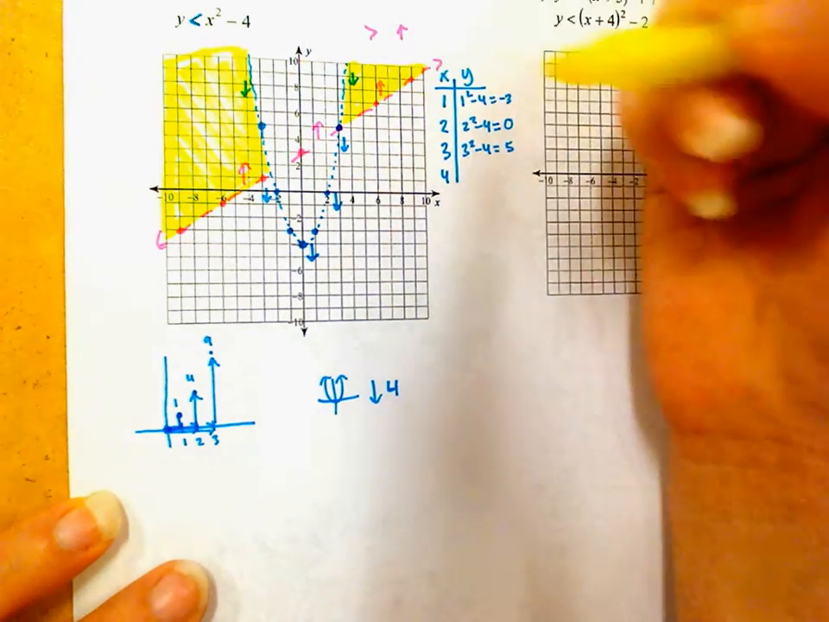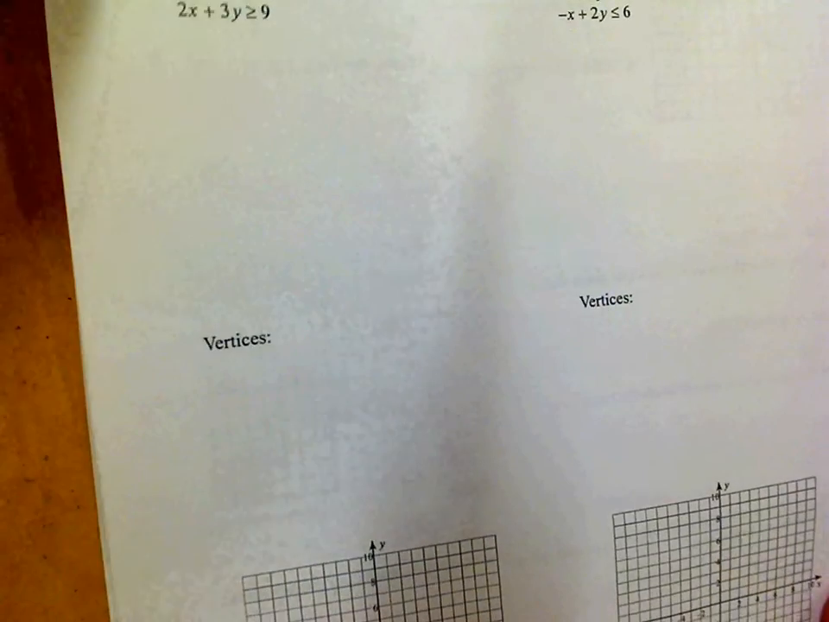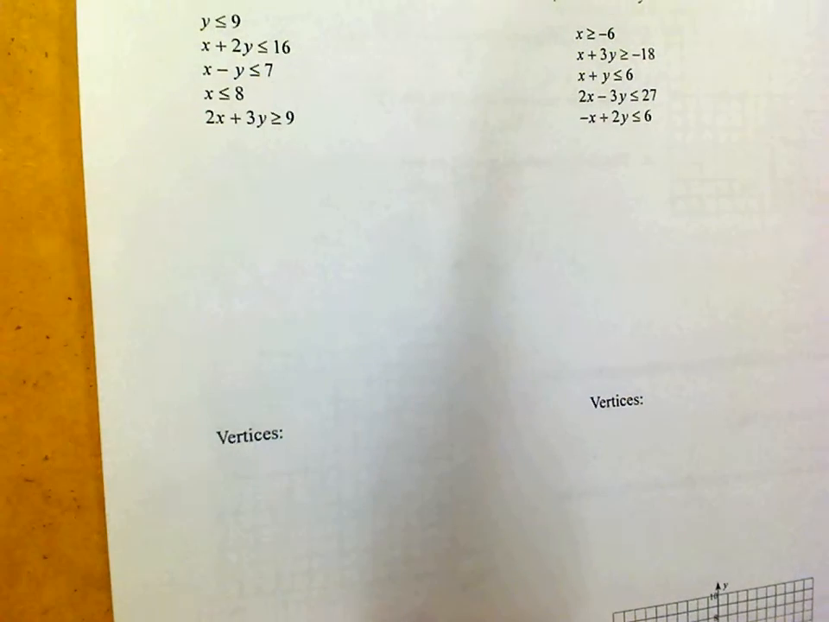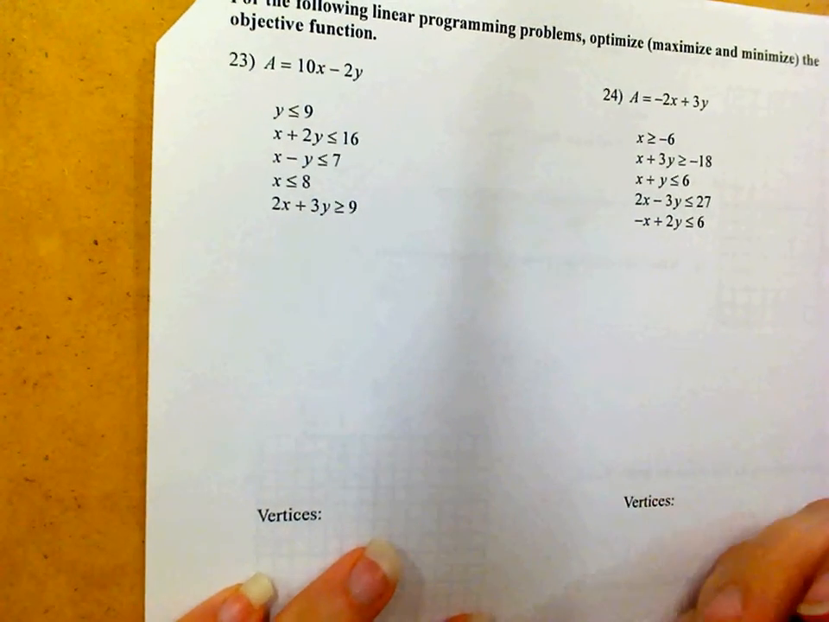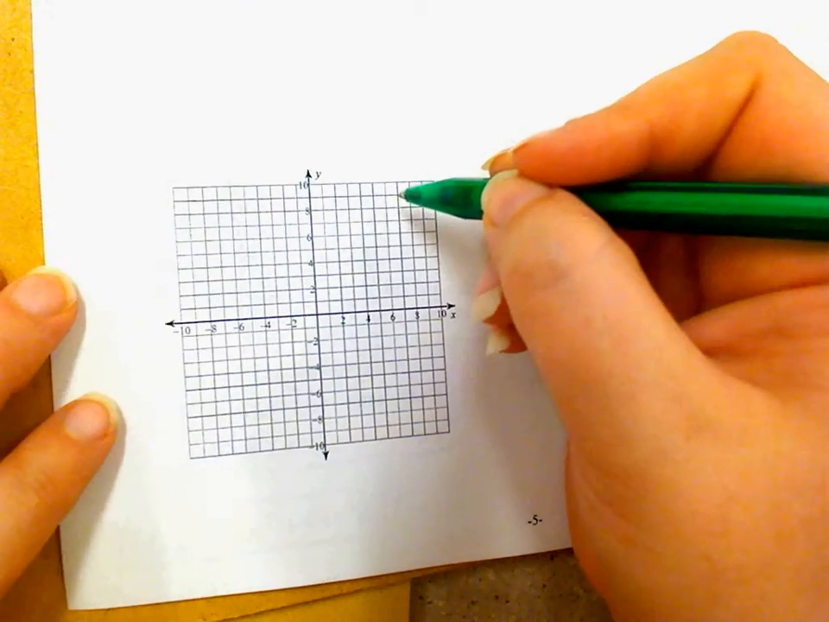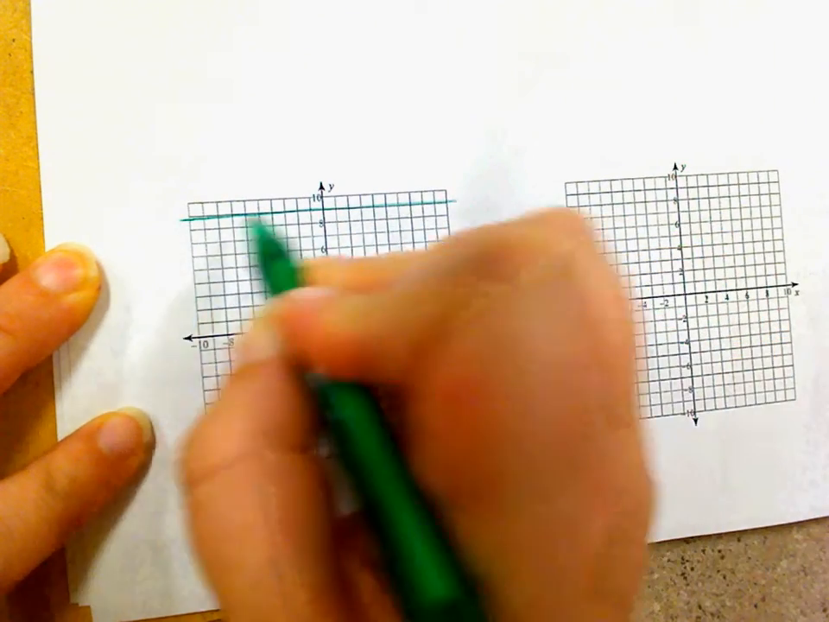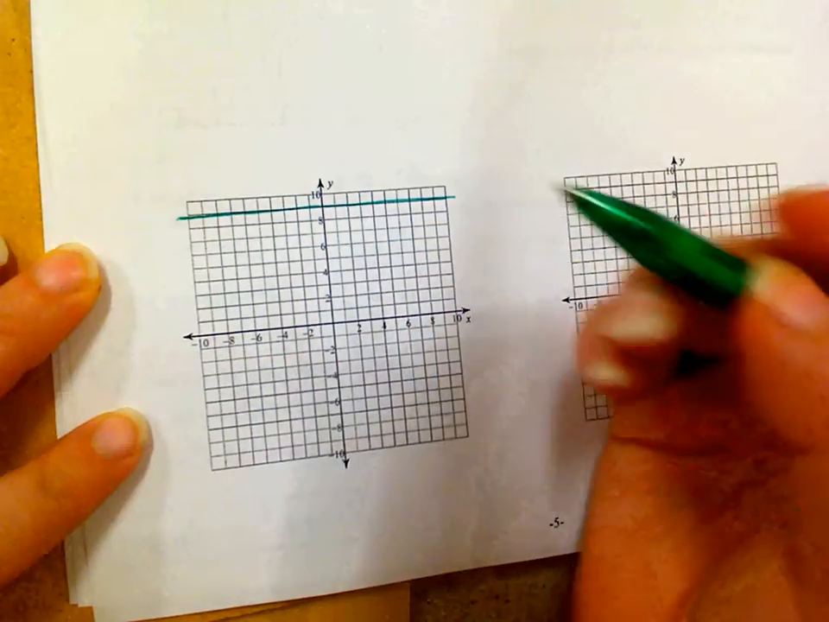We're not going to have time to finish this. Let's go ahead and graph one or two of these. Can you graph y is less than or equal to 9? What does y is less than or equal to 9 look like? I go to the y-axis and I go to 9, and I draw a horizontal line. Now it says less than or equal to, so where do I draw the arrows? Pointing down. Okay, so I've got that one.